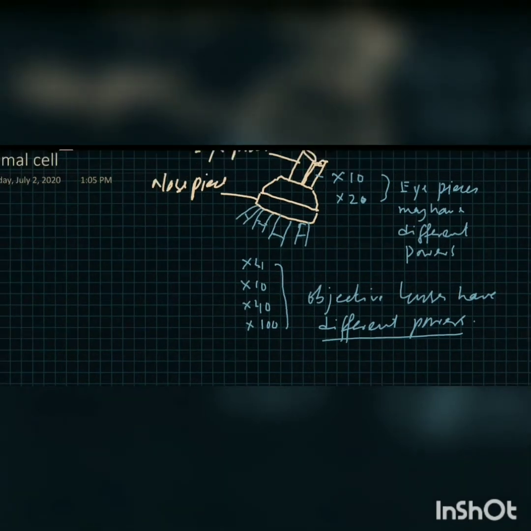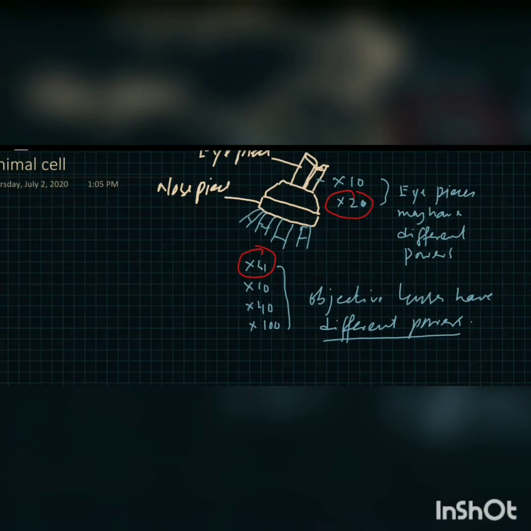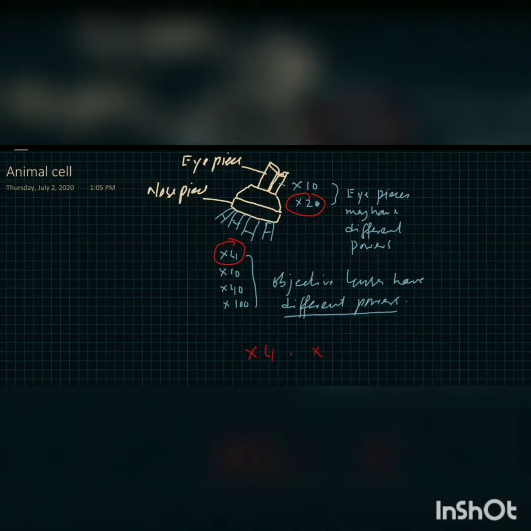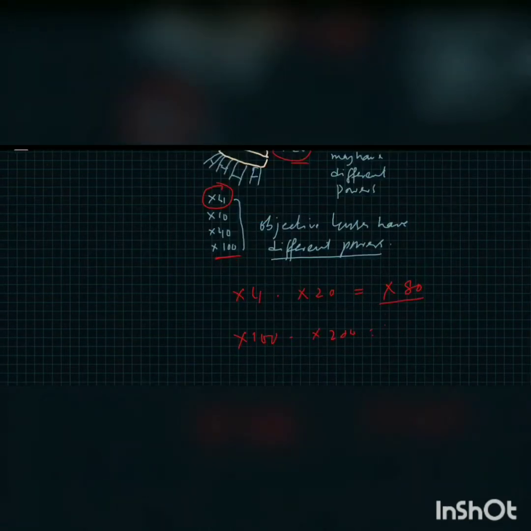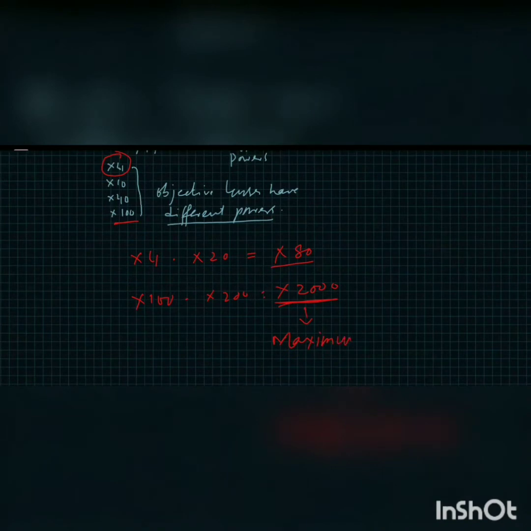For example, if we take this X4 from here and our eyepiece is 20 times magnification, then this will be X4 into X20, and this will give us X80. Similarly, if we take X100 from here and X20 from here, then this will be X100 into X20, this will make X2000. So this is the maximum power or maximum magnification of a light microscope.